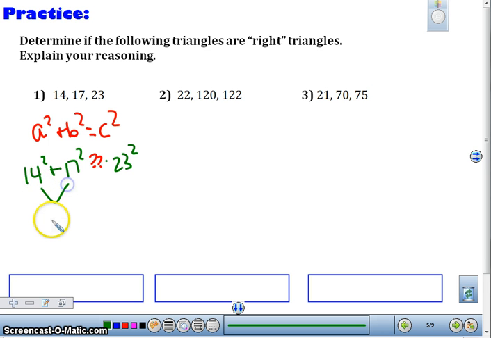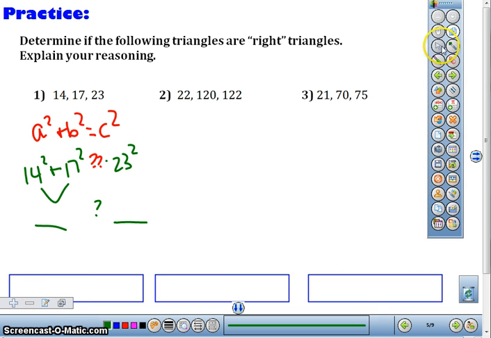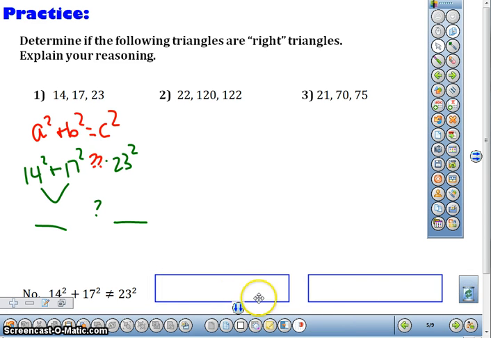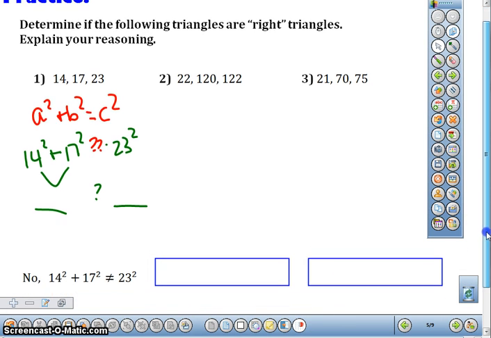14 squared plus 17 squared. Does it equal 23 squared? Pause the video and do it for the next two, and then when you turn the video back on, you will see these different answers. So as you are looking, you should have had the first one being no, it is not a right triangle.